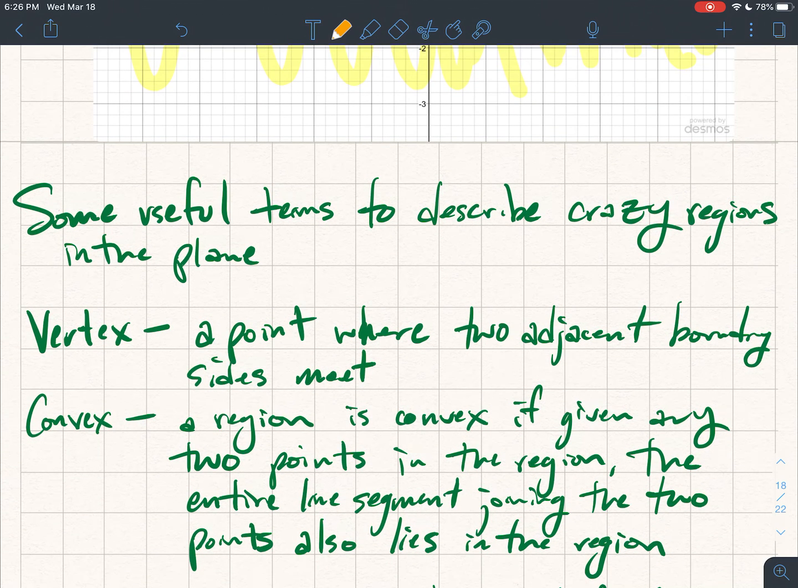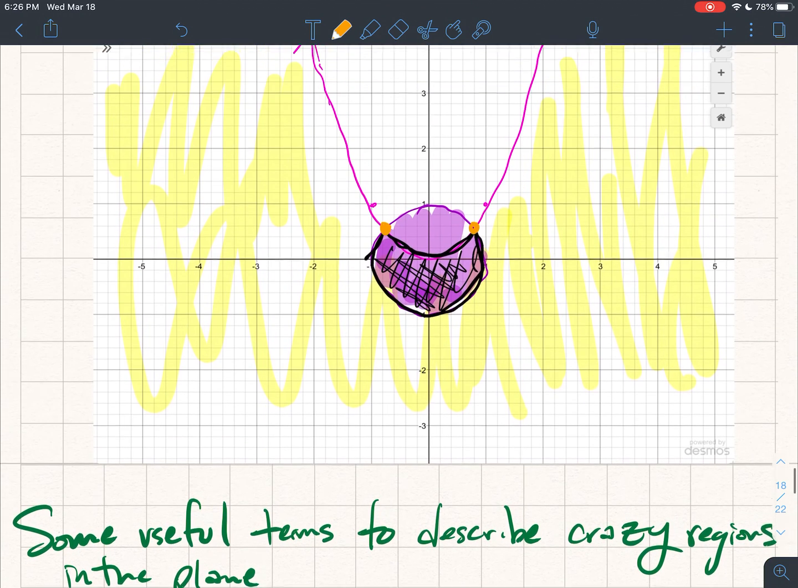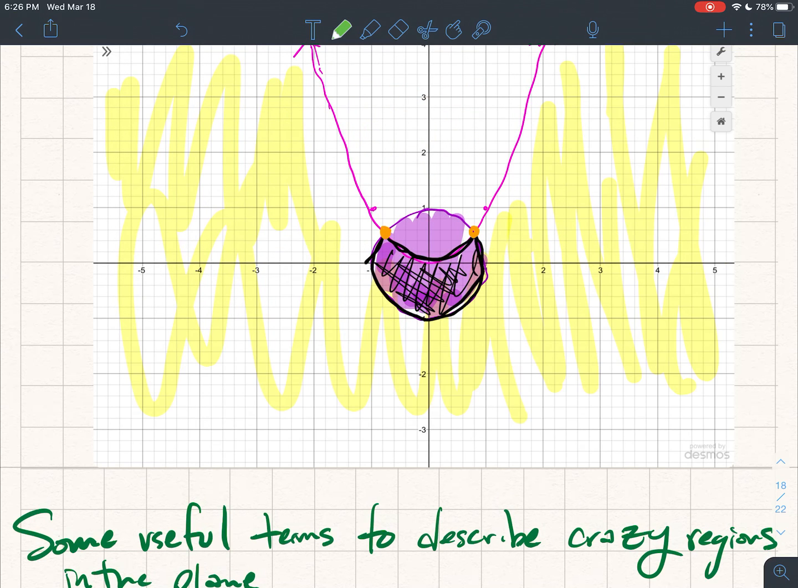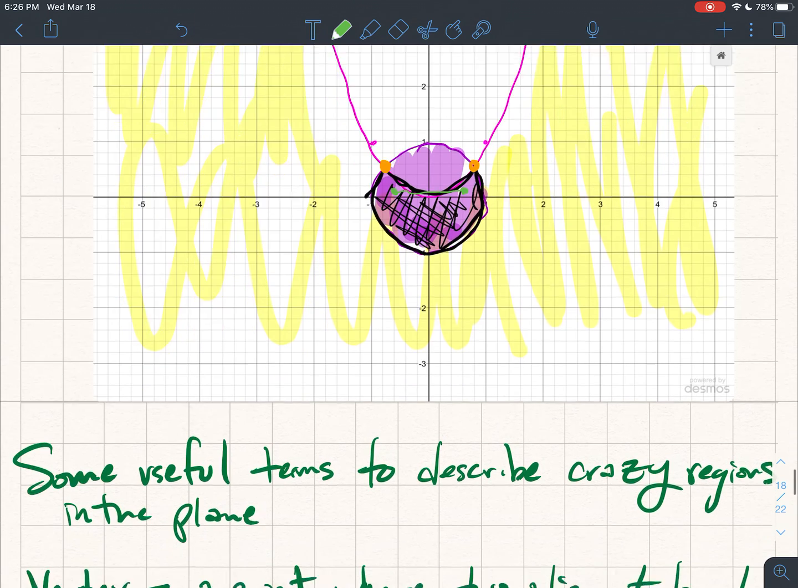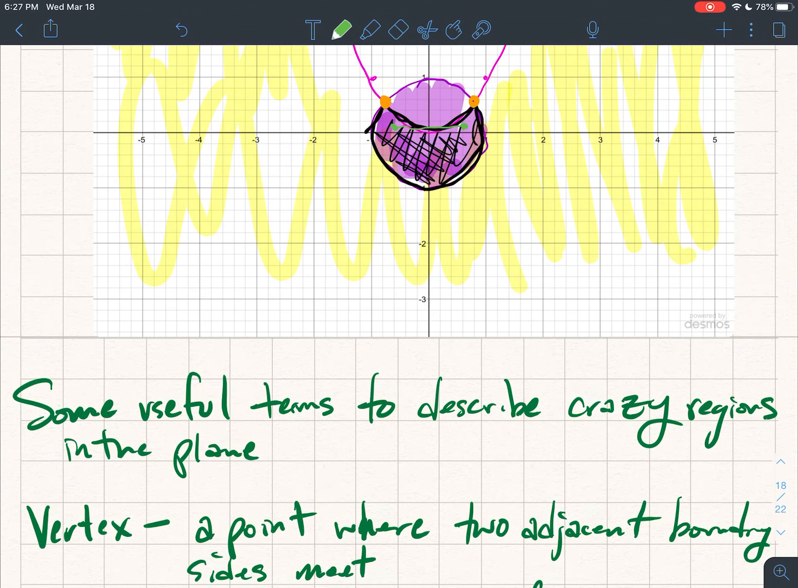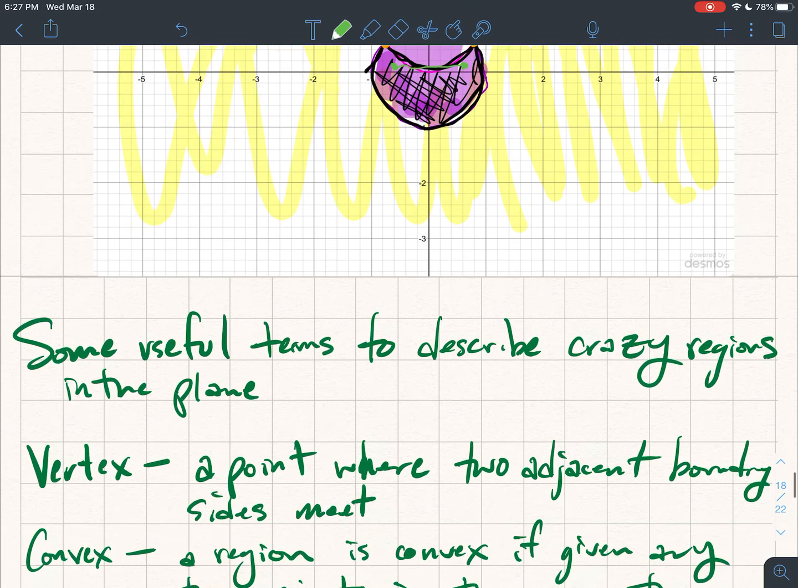A region is convex if we pick any 2 points in the region and connect a line segment between those 2 points, and that whole line segment is in the region. So just looking at the black region, if I pick this point here and this point here and connect them, the whole line segment doesn't lie in the region. So that region is not convex. It goes in a little bit on the top. So it's a little concave, though that's not a technical term. It's not a convex region.